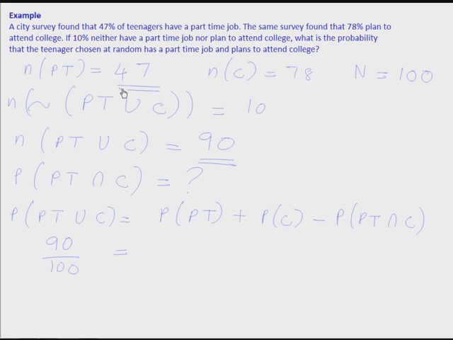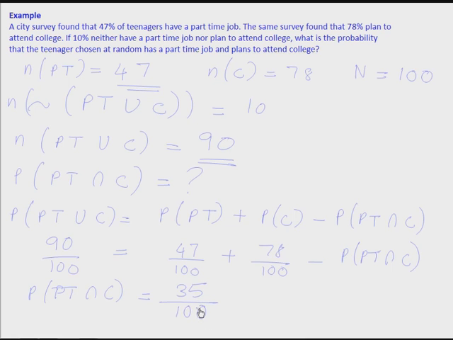P of PT is 47/100. P of college is 78/100. And what's left is PT intersection college. So some simple manipulation gives us PT intersection college will be 47 plus 78 minus 90, which is 35/100.